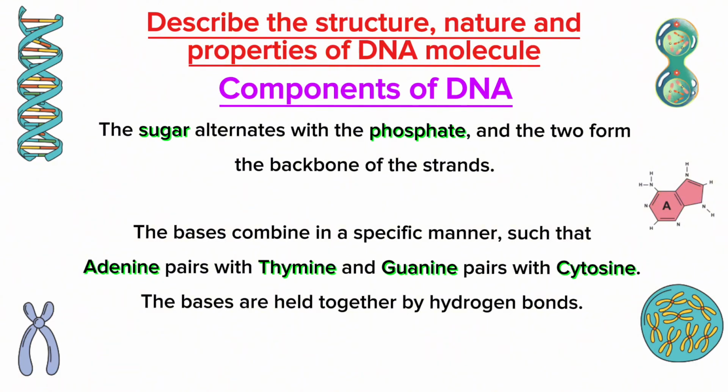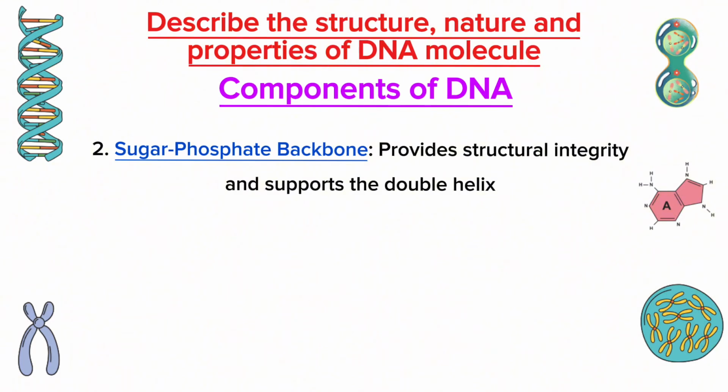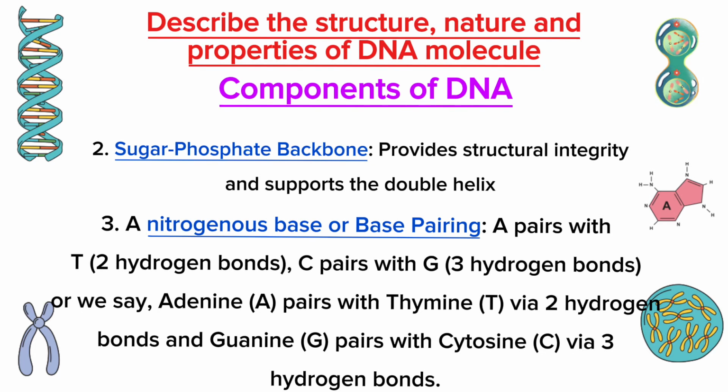So when you're asked to name components of DNA, you will start with the first one, nucleotides, then the second one, sugar phosphate backbone. I hope we've talked about that. And then the third one, you write a nitrogenous base or base pairing, which means that the adenine pairs with the thymine and the cytosine pairs with the guanine. So kindly read this part that I've written here and understand.